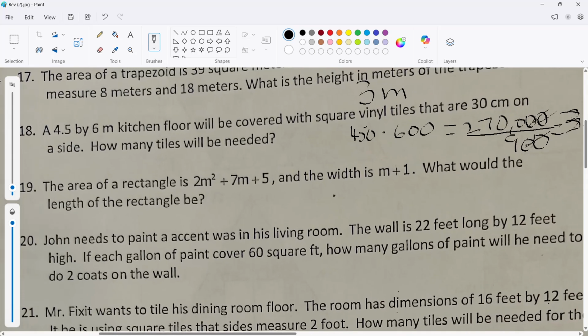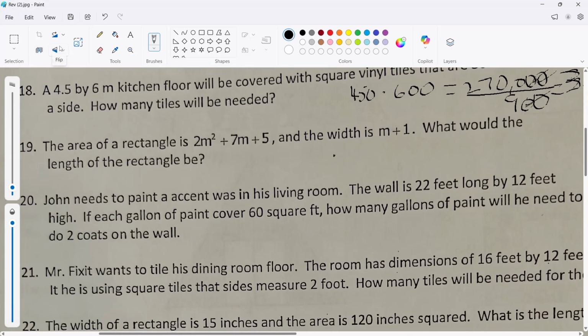The area of a rectangle is 2m squared plus 7m plus 5, and the width is m plus 1. What would be the length? Length times (m plus 1) equals the area. I'm going to factor this and get the two factors. Maybe that's going to help me. So remember, 2 times 5 is 10. I want factors of 10 that add to 7. Well, that's plus 2 and plus 5. And so I'm going to put m plus 2 and then put that 2 that was in front of the m back under it, times m plus 5 over 2.